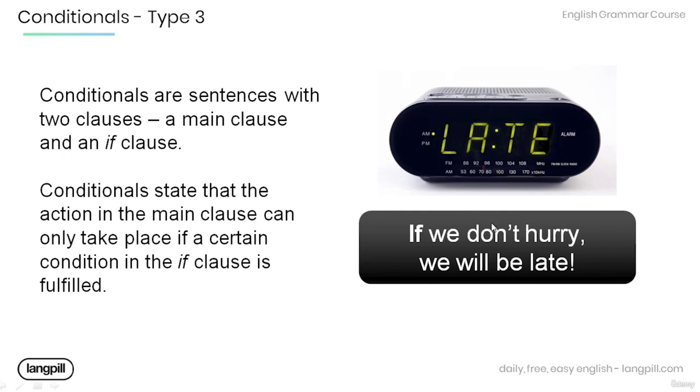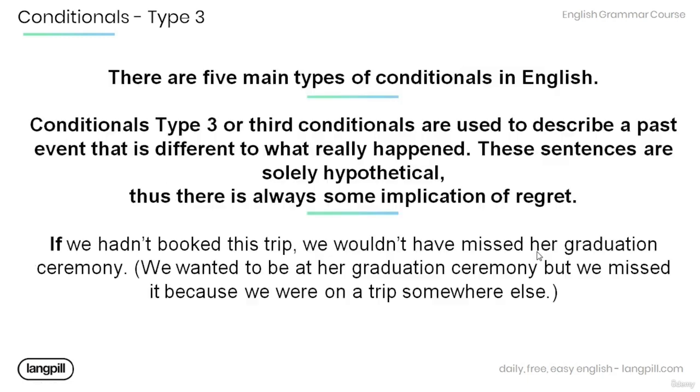Now, this is a conditional sentence and is used to state that the action in the main clause, being late, will take place if we don't hurry. Now, there are 5 main types of conditionals in English, and amongst them are conditionals type 3 or third conditionals.